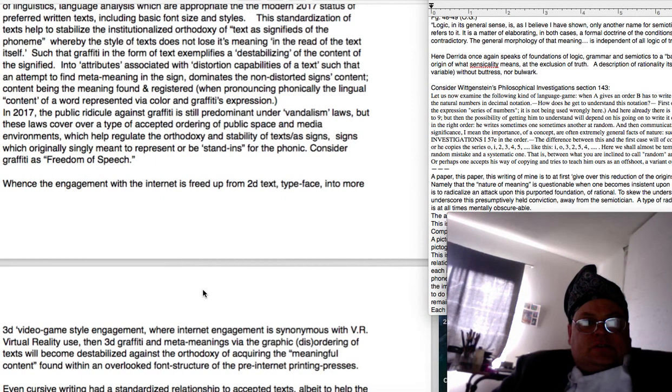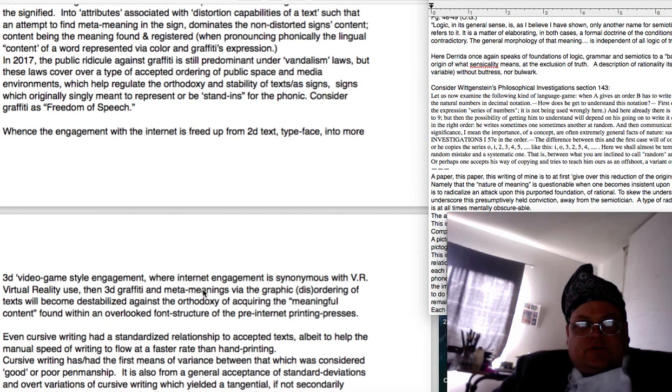In 2017, a public ridicule against graffiti is still predominant under vandalism laws, but these laws cover over a type of accepted ordering of public space and media environments which help regulate the orthodoxy and stability of texts as signs which originally singly meant to represent or be stand-ins for the phonic. Consider graffiti as freedom of speech.